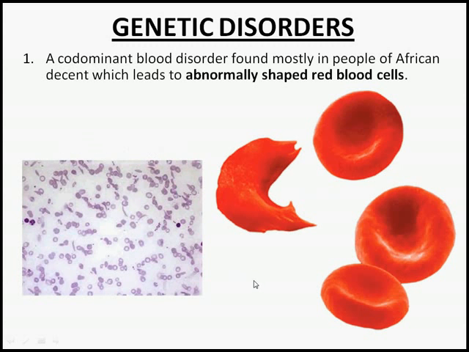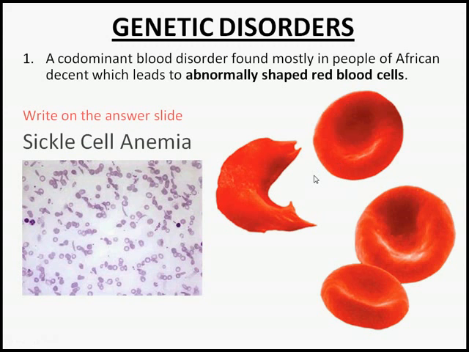First one we'll talk about is the codominant blood disorder, and we'll talk about codominance in class in just a few days. It's a codominant blood disorder found mostly in people of African descent, which leads to abnormally shaped red blood cells, and that's one of these right here. So a nice big drawing or picture of it. But you can also notice it just under a microscope, like a microscope that we have in school. You can see some of them are a little bit longer and thinner. They're not the nice round donut shape that they should be. And this is called sickle cell anemia.